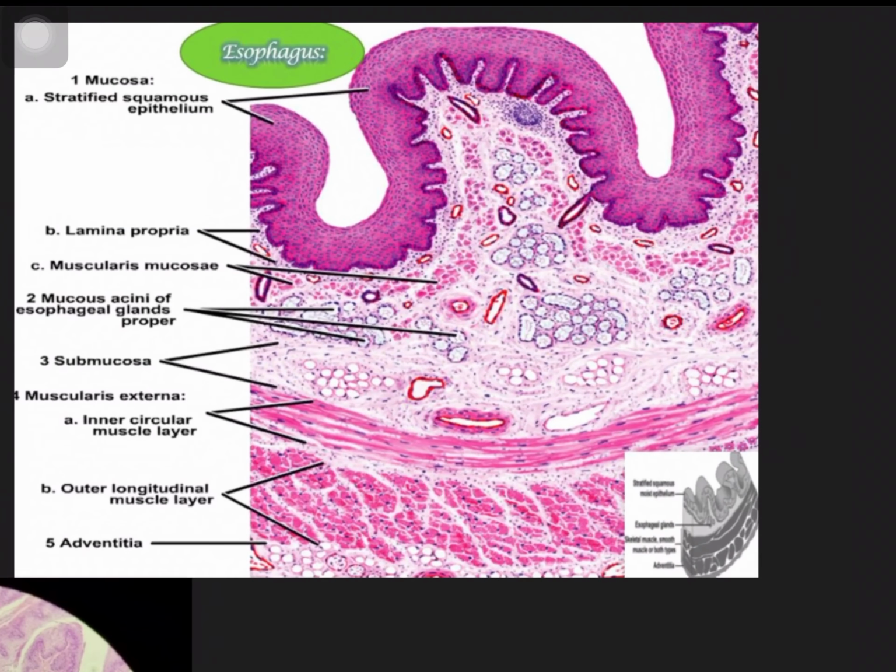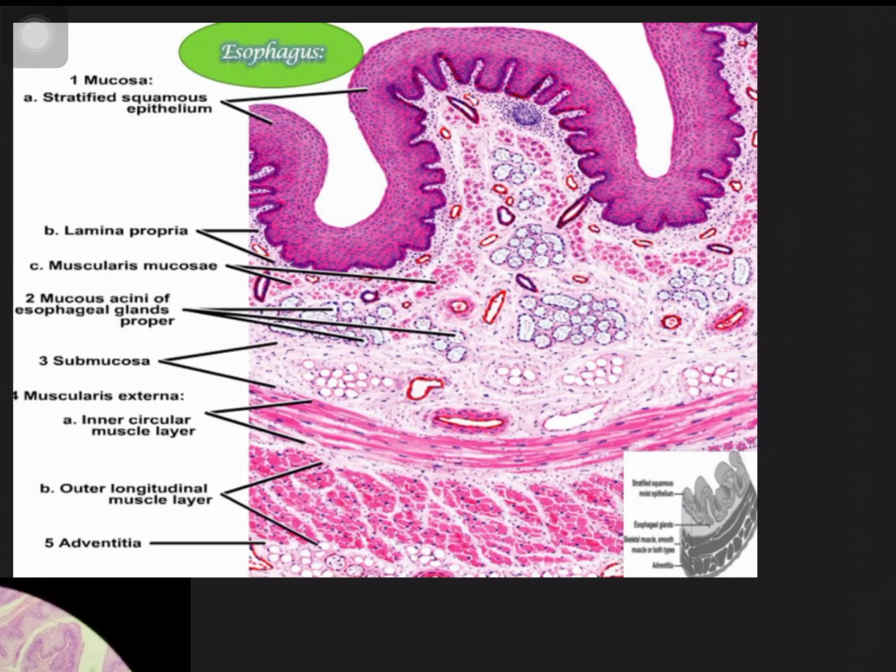Here's another picture of an esophagus. You can see the mucosa on the top, very noticeable, not very purplish. This picture is very bright pinkish. You can see the lamina propria on the backing. You can see the muscularis mucosae there, and mucus acini, or the mucus cells of the esophageal glands. Yep, our esophagus has some mucus cells also.